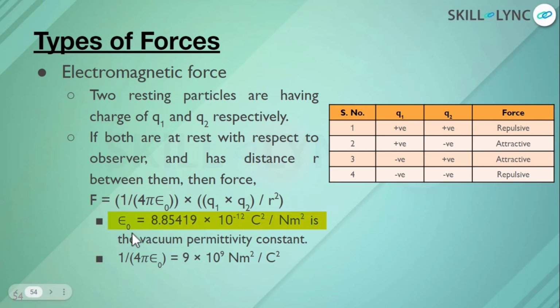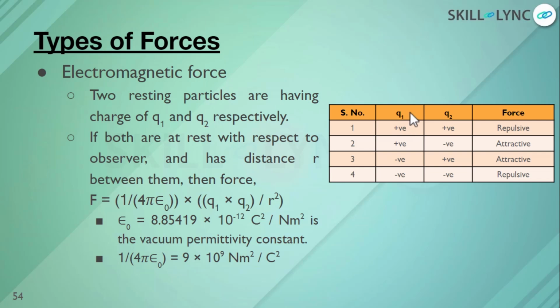Here epsilon naught is equal to 8.85419 into 10 power minus 12 Coulomb square divided by Newton meter square. This epsilon naught is also called the vacuum permittivity constant. Thus, by putting the value of epsilon naught in this equation, we can write this bracket, 1 upon 4 pi epsilon naught, as equal to 9 into 10 power 9 Newton meter square per Coulomb square.